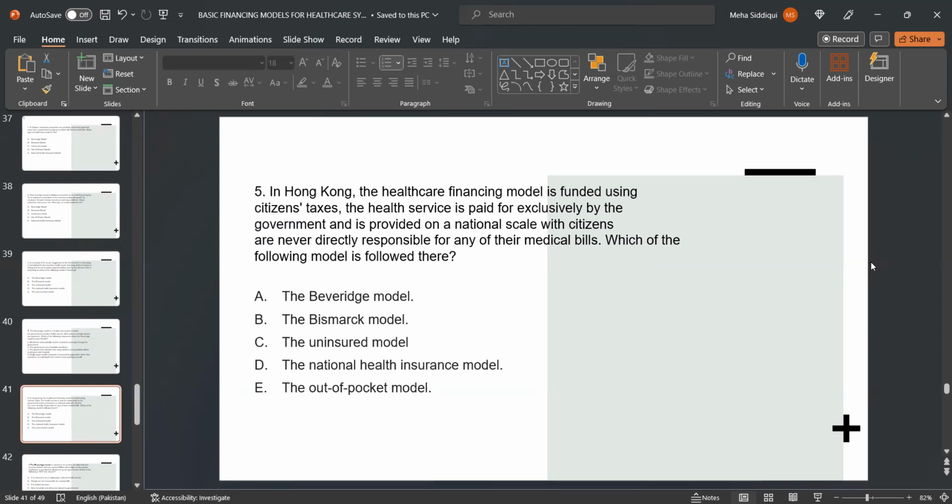MCQ number 5. In Hong Kong, the healthcare financing model is funded using citizens' taxes. Health service is paid for exclusively by the government and is provided on a national scale, which citizens are never directly responsible for any of their medical bills. Which of the following model is followed there? Beveridge model, Bismarck model, the uninsured model, national health insurance model, or out-of-pocket model? D. No, it is Beveridge model, A.